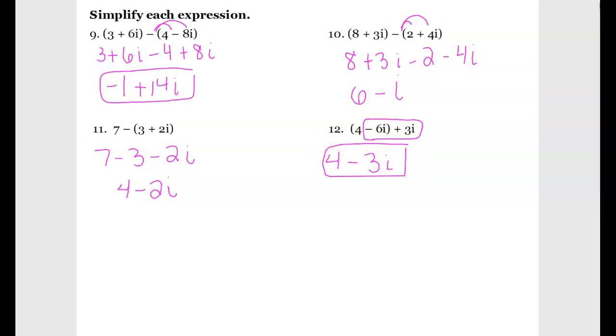So the combining like terms part is pretty easy. It's very straightforward. You're just adding and subtracting. Then we look at multiplying. And with multiplying, it's really important that you know your powers of i from yesterday.